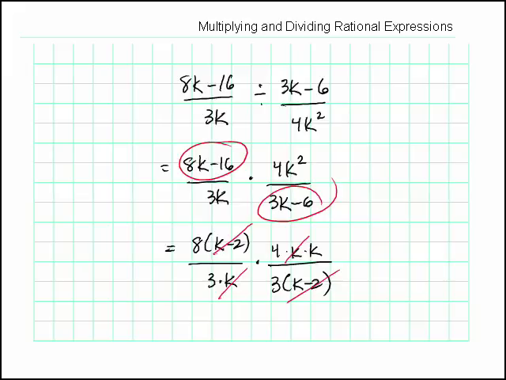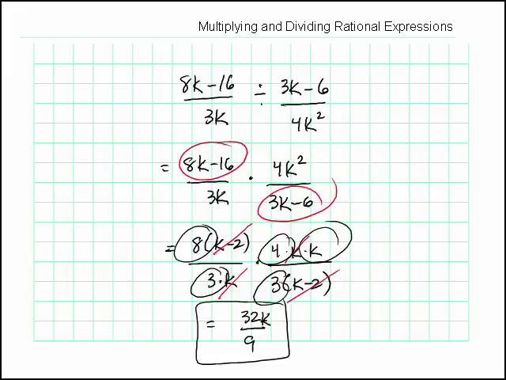And I think that's all that's going to cancel away. We've got 8 times 4, which is 32. And in the denominator, we've got 3 times 3, which is a 9. Oh, wait a second. Forgot that k there. So I got 32k over 9. And there's my answer. And that is how we multiply and divide rational expressions.